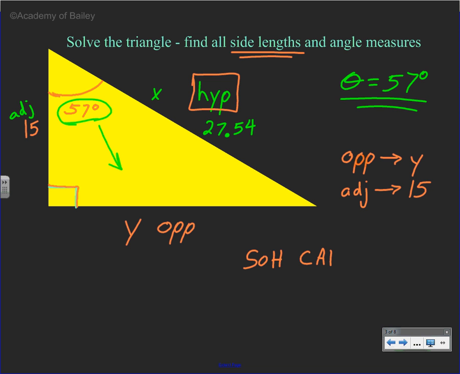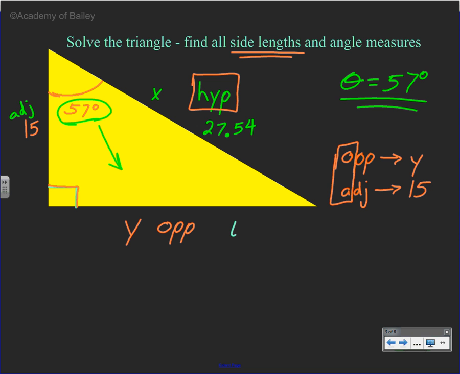Well, we've got to look at the first letters, O and A. There's an O, but that takes the hypotenuse. It's not sine. There's the adjacent side, but there's the hypotenuse. We're looking for O and A. O for opposite, A for adjacent, so it's going to be tangent. So we're using tangent.